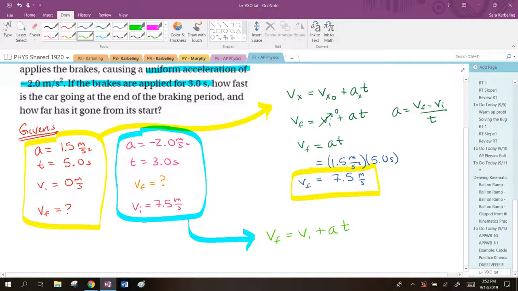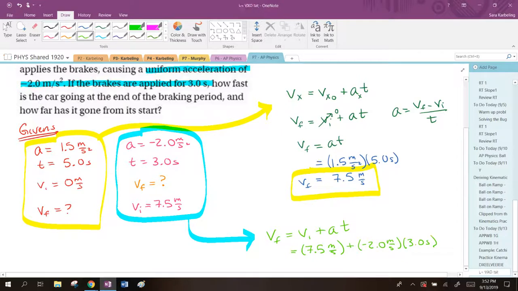Are y'all okay with this? This is how I say when something goes away to make my life easier, but make sure that I know that it's going away. Just cross it out. Okay. In this case, it doesn't go away, though. I've got 7.5 meters per second plus an acceleration of, oops, I didn't write a plus there. Let me do that. Plus negative 2 meters per second times 3 seconds.